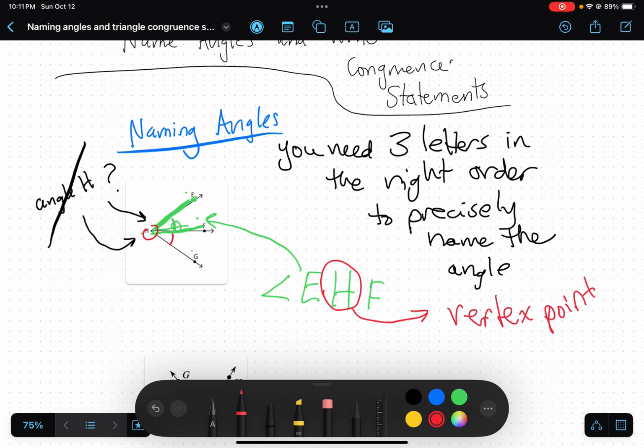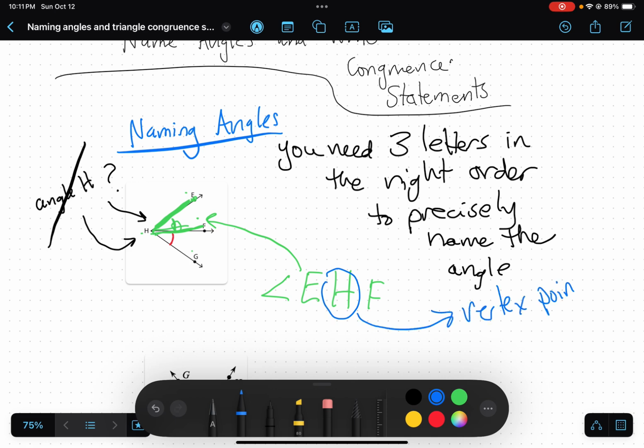Oh, wait, let me not use red because I'm going to use red in a second. Sorry. Let me use blue because I won't need blue later. Okay, so H is the vertex point, and that has to go in the middle.